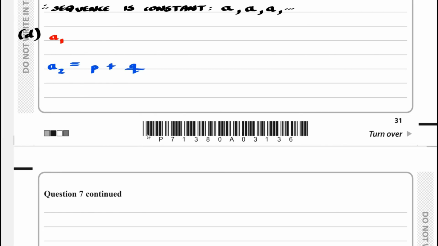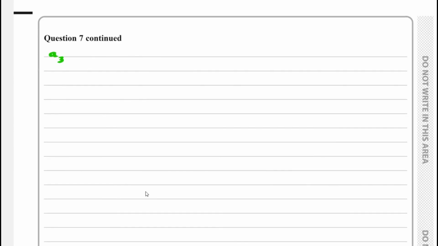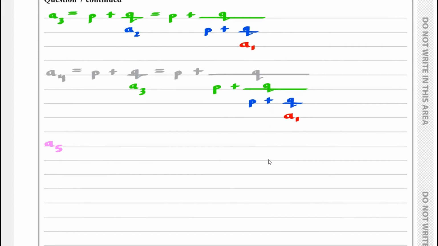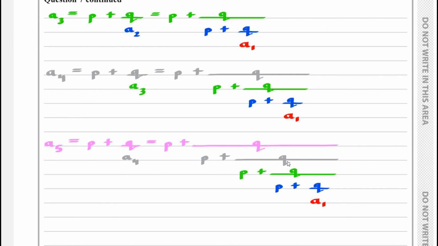A2, we know that's given by p plus q over A1. For A3, that's equal to p plus q over A2, which is given by p plus q over p plus q over A1. And A4, that's equal to p plus q over A3, so we have p plus q over p plus q over p plus q over A1. And A5 then, that's equal to p plus q over A4, which is p plus q over p plus q over p plus q over p plus q over A1.